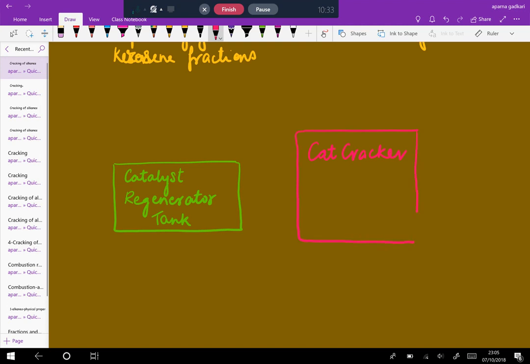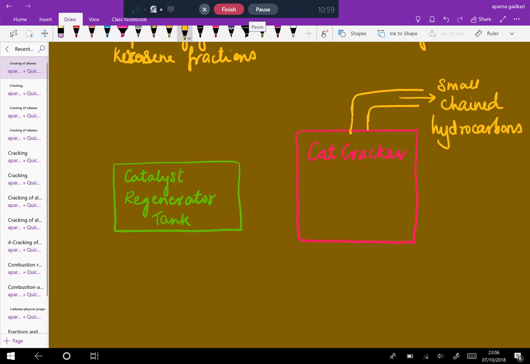Now, this cat cracker definitely will have an outlet for the cracked products to come out. So these are the small chained hydrocarbons, and from here the long chained hydrocarbons are fed. So you have the long chained hydrocarbons.